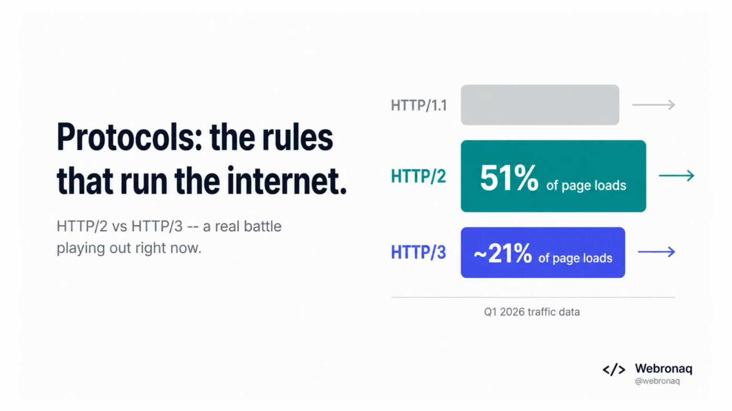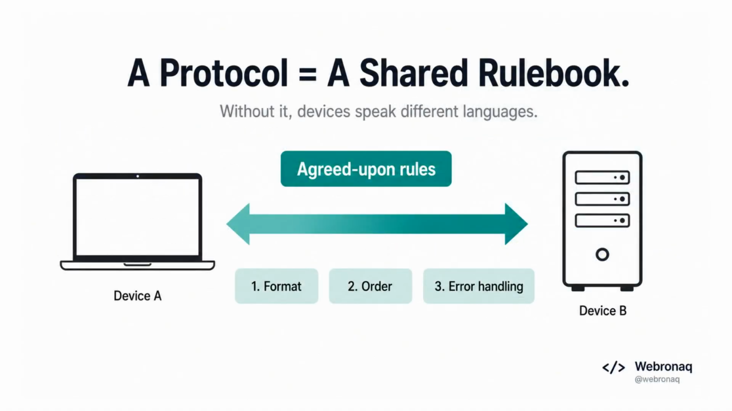HTTP version 2 still carries about 51% of page loads worldwide, while HTTP version 3 handles roughly 21%, according to Q1 2026 traffic data. Those two versions use completely different transport strategies, and the gap between them reveals exactly why protocol choice matters. In this video, we will walk through what protocols are, how they are organized, the main types you will encounter, and why the HTTP 2 versus HTTP 3 story is the perfect live example to tie it all together.